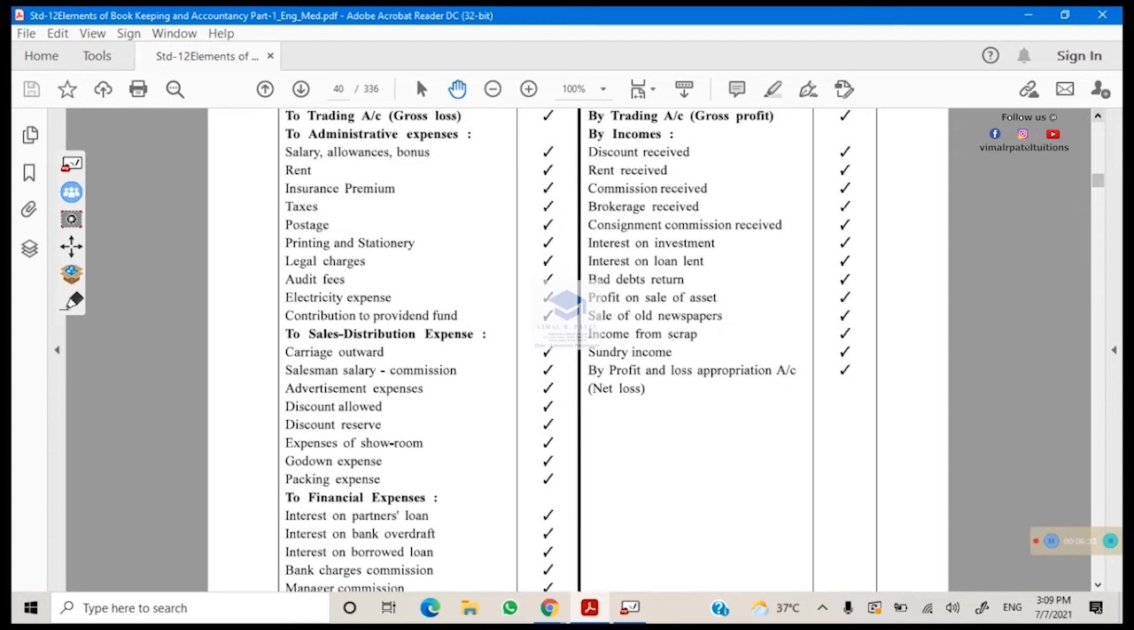And provident fund is a liability. It is the amount which will be payable to an employee at the time of retirement. So it will appear on liability side. Then selling and distribution expense or marketing expense.